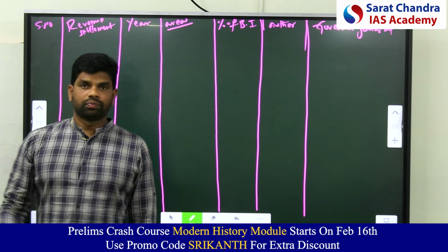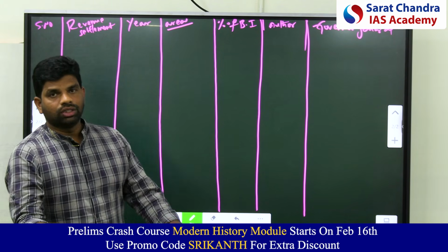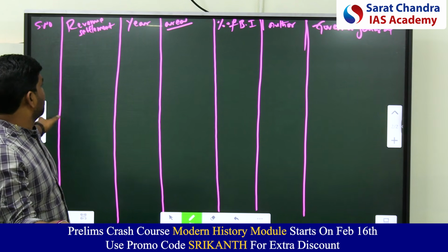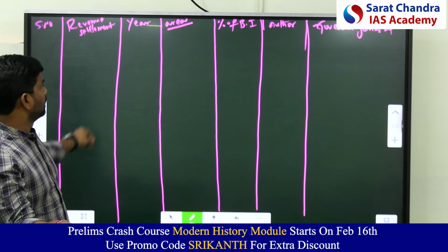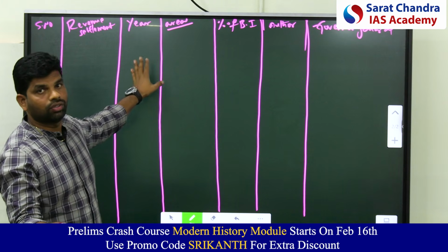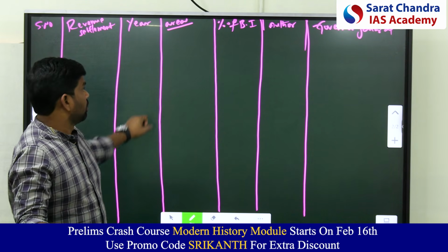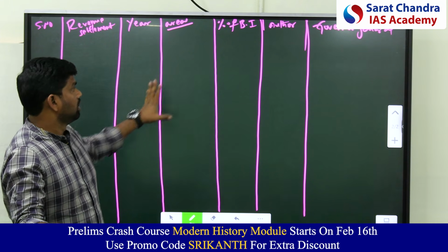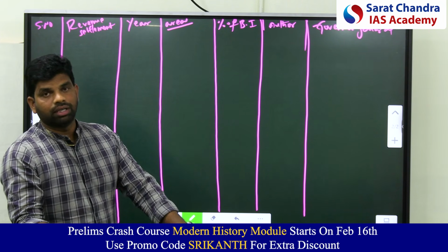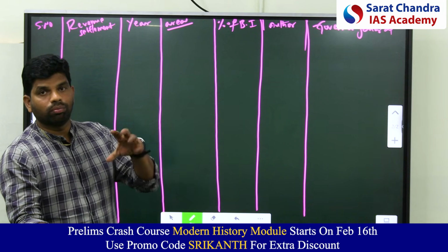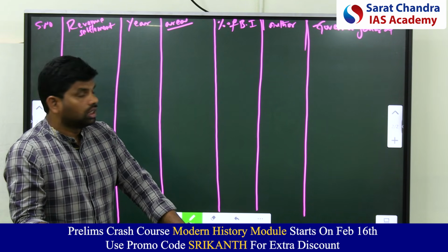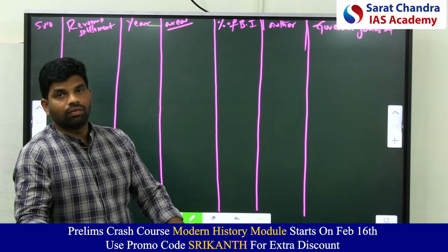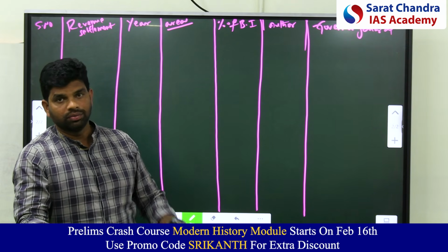So, completely, the three revenue settlements we are going to discuss on a single platform. Regarding each settlement: the serial number, the type of settlement, and the year in which it was implemented. The next is the areas covered under the settlement, and the percentage of British India it covers. Then the author who devised the settlement, and the last one, the Governor General who implemented it.